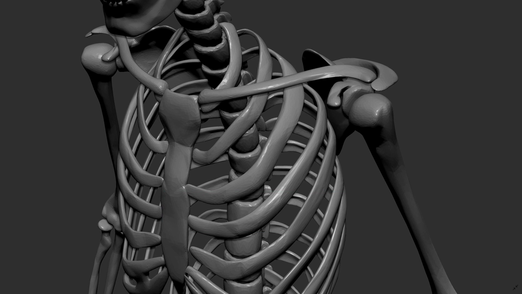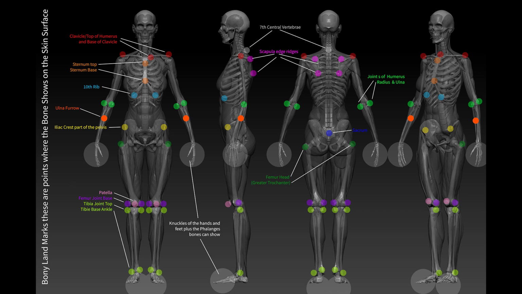Now this lecture is about how anatomy can improve your sculpting. In my ZBrush anatomy and character creation course, I am very hands-on with looking at the anatomy and the bony landmarks and the muscle groups and how it can affect your sculpting. So as I mentioned, the bony landmarks are the parts of the bone that actually show through on the skin, and knowing where these are and what these are is essential for realistic sculpting in anatomy within ZBrush.